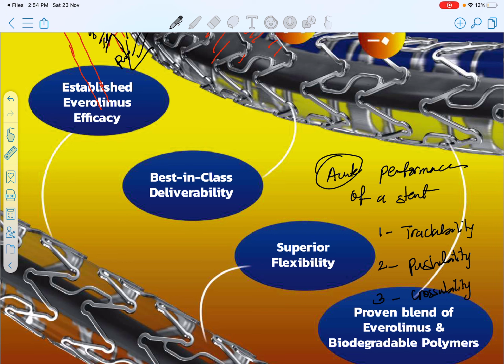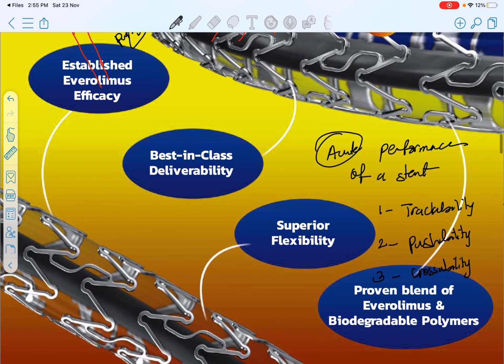So what is trackability actually? Trackability is the ability of the stent delivery system to smoothly navigate through the arteries to reach the target lesion. So trackability means that it ensures that the stent can reach the lesion site effectively.